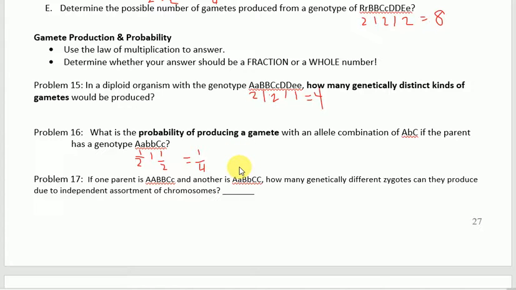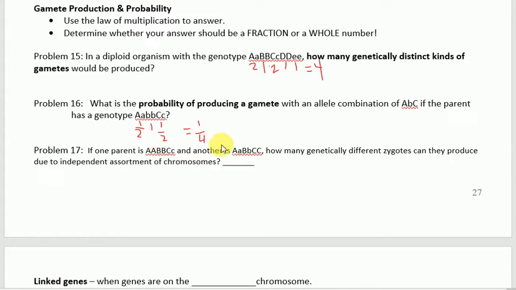So the next problem. If one parent is this and another parent is this, how many genetically different zygotes can they produce due to independent assortment of chromosomes? Here we have 1, and we have 2, so we know that that's 2. And here we have 2, we have 2, we have 1. So that's 4. So 2 times 4, our answer would be 8. Make sure that you go back through these questions and you understand them, you can practice, and I will see you next time. Thanks.